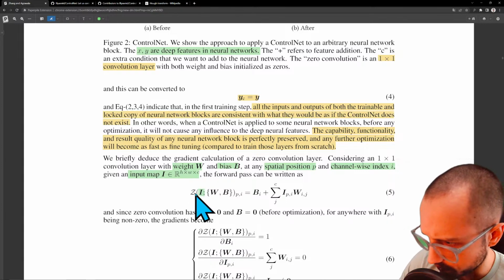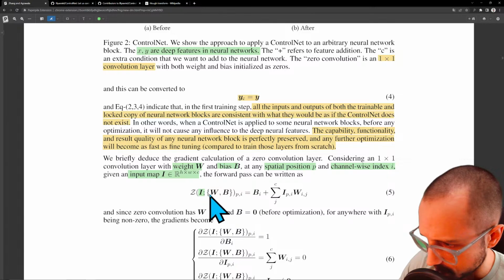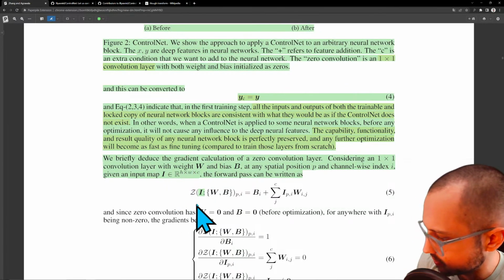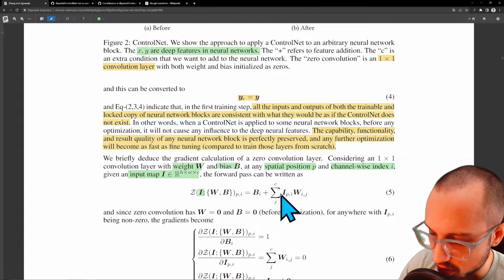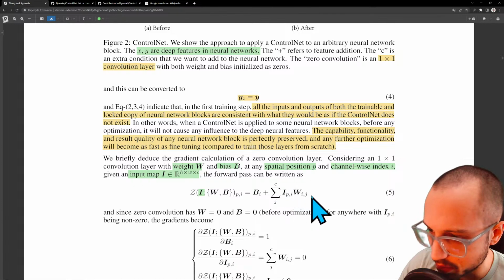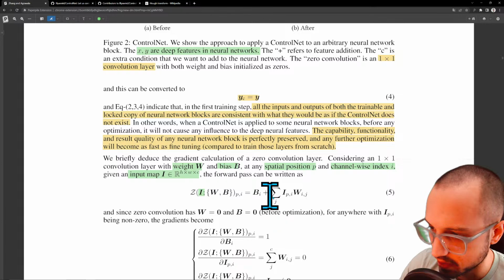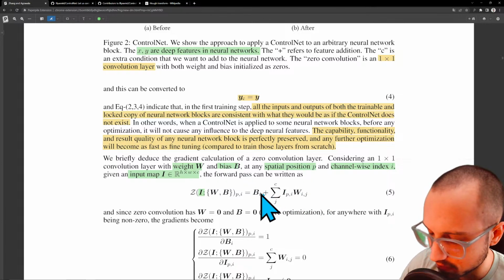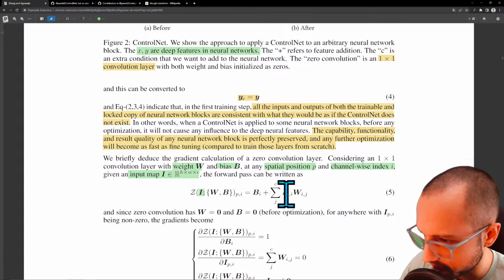So you're feeding in some kind of intermediate feature map, and your zero convolution has some parameters W and B. In order to get the output, this is basically just what deep learning is right here. You're just multiplying your input by your weights and then adding the biases. This is just like a standard neural network layer.